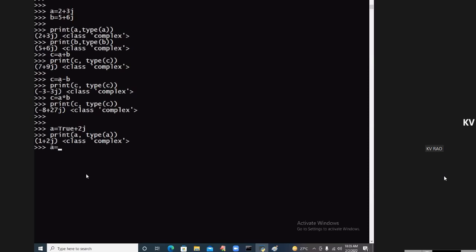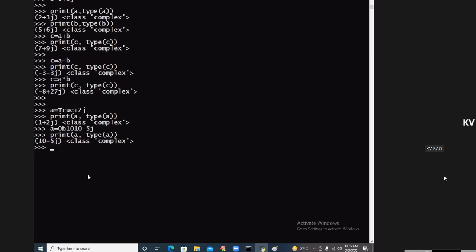a is equal to 0b10 minus 5j. Print of a. Is it printing 10 minus 5j? Are you following, my dear students? Next, now I'm writing 0b1111 like this. See that it is not allowed here. It is allowed only for the real part.